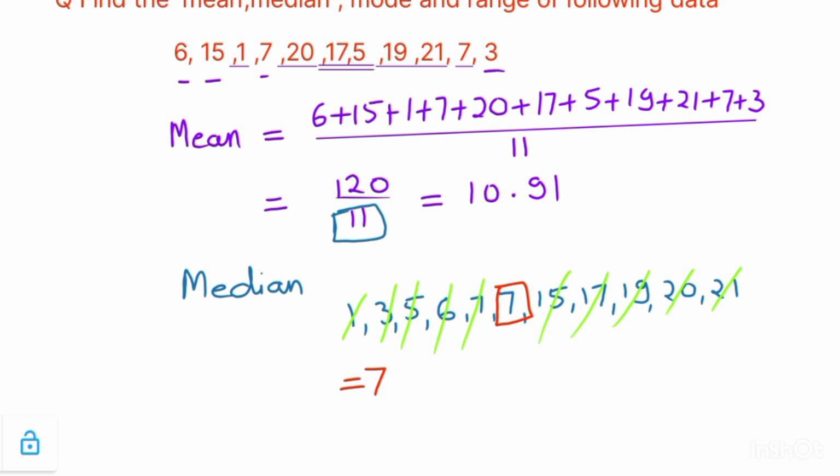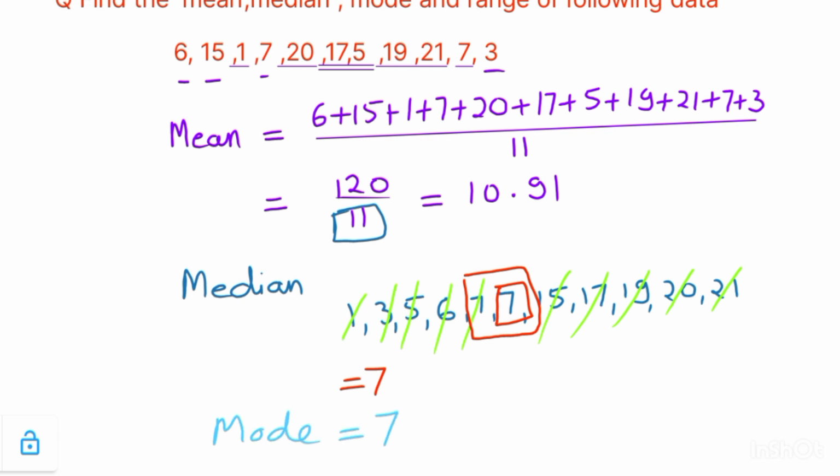Okay. Now for the mode. The mode is the number that appears most often in the data set. So here we see that 7 appears most often in the data set. So the mode of this data set is also 7, right?